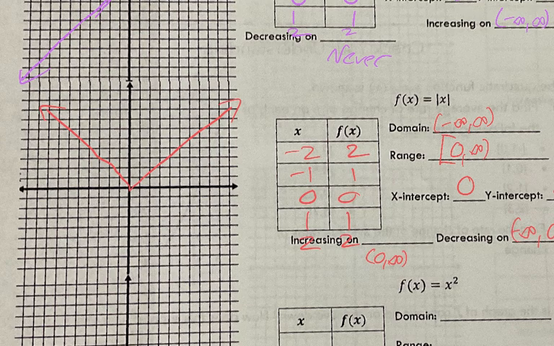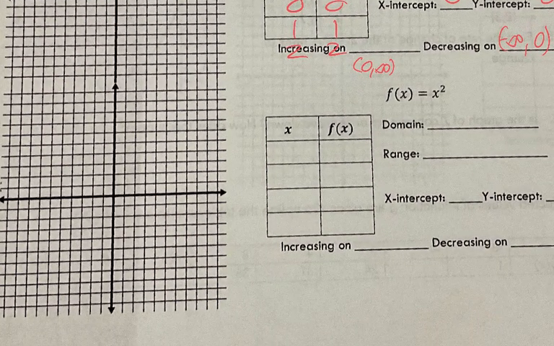Questions there? Next one, x squared. What's the graph look like? It's a parabola. What are some key points of a parabola? 0, 0. Smart.